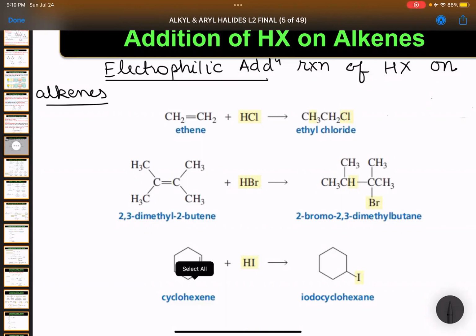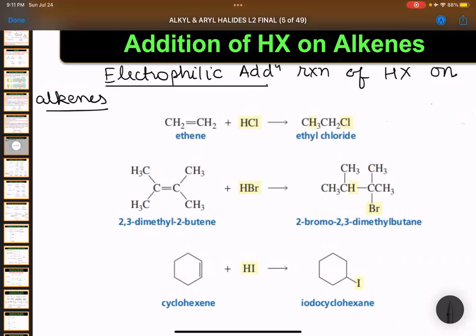Okay. So the name itself is telling what an electrophile is. The name suggests electrophile means electron loving species. The species which wants to accept electrons. The species which is itself electron deficient and wants to gain electrons, that is known as an electrophile.